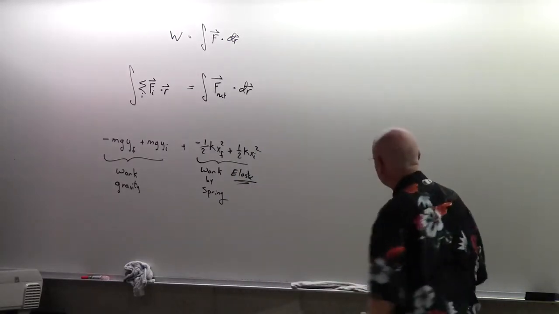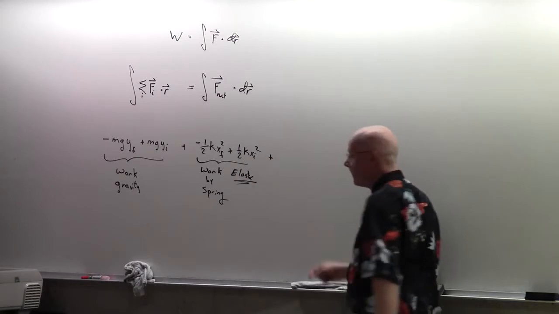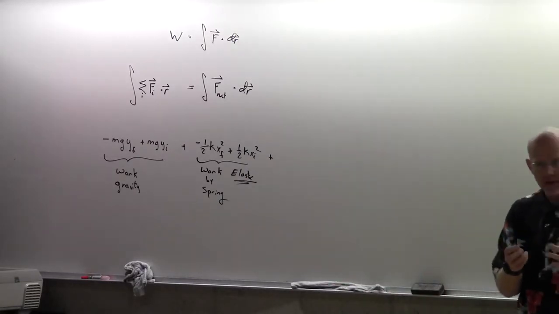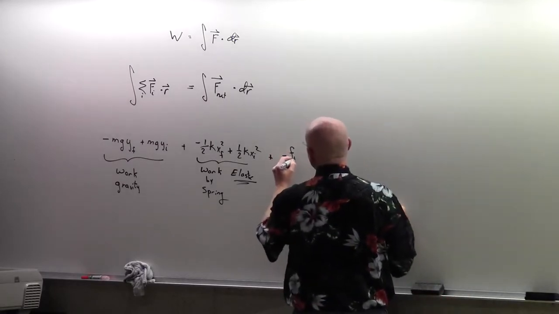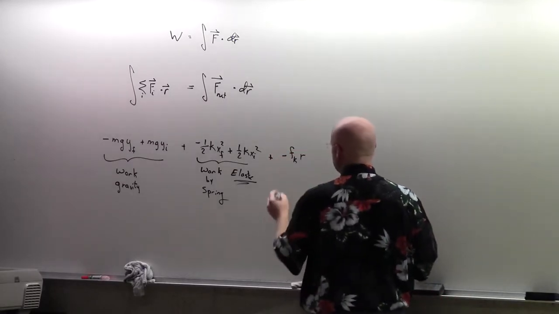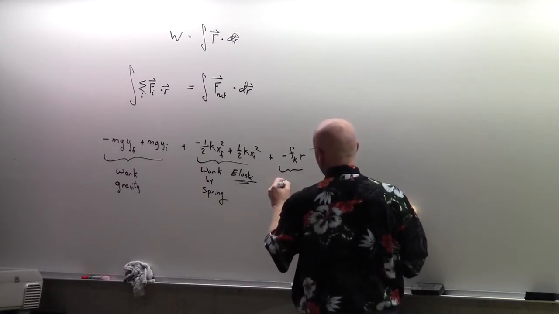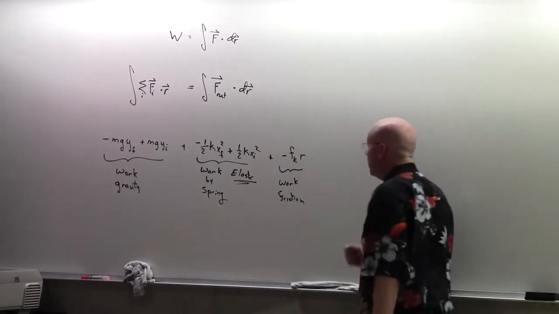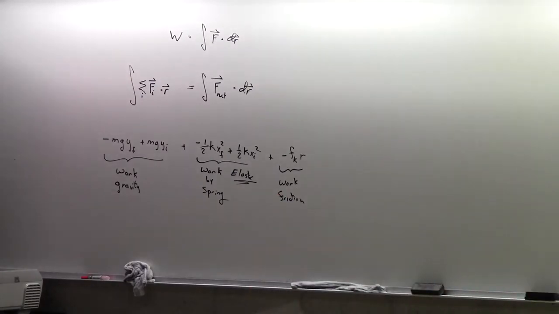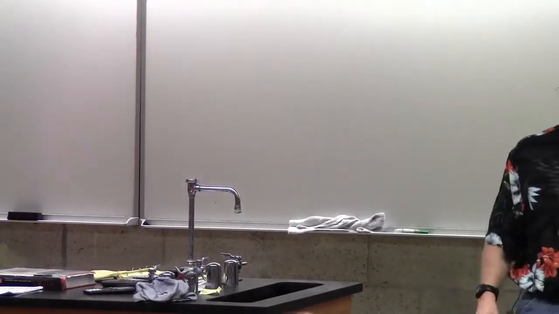Let's see, what other forces did we have in there? Oh, friction. We said there could be the force of friction. And so we came up with a negative force of friction times the distance traveled. And so again, we could say this piece of the puzzle was the work done by friction. That might have been it for the explicit ones. Oh, I think we did have normal force on there, but we showed that that was zero, so I won't bother to put that one on there.